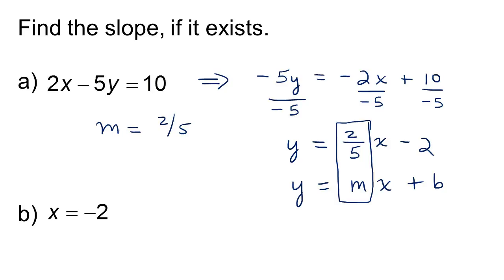Letter B, the equation x equals negative 2 is the equation of a vertical line, and the slope of a vertical line does not exist. So the answer to B is: does not exist.